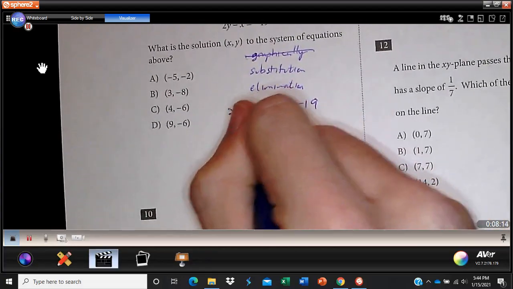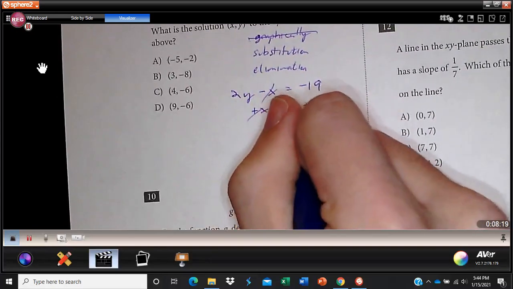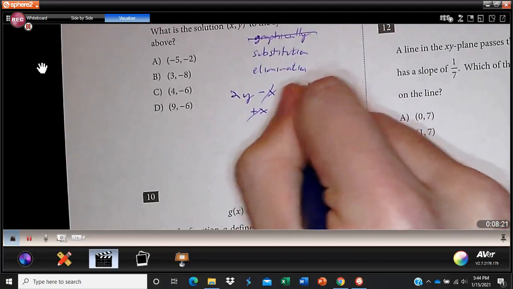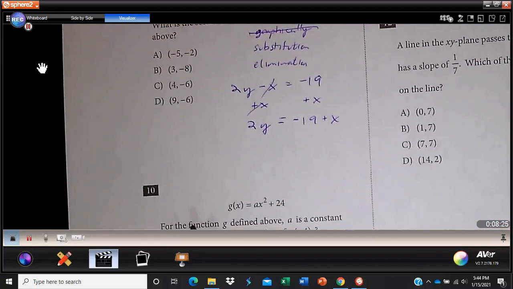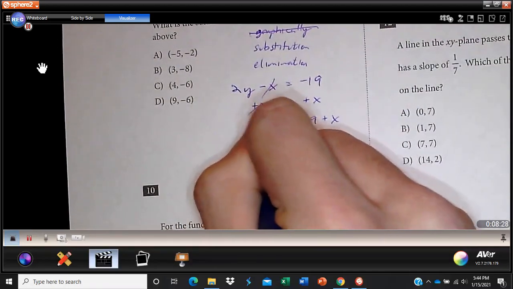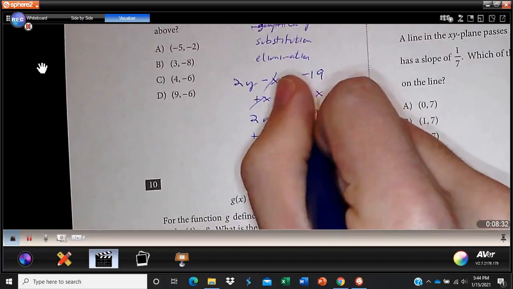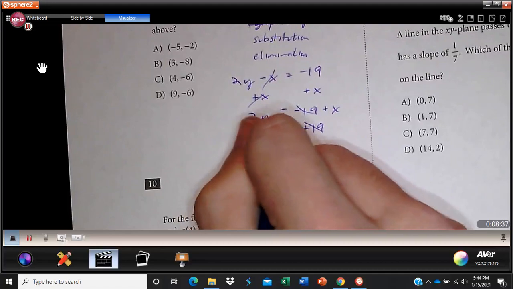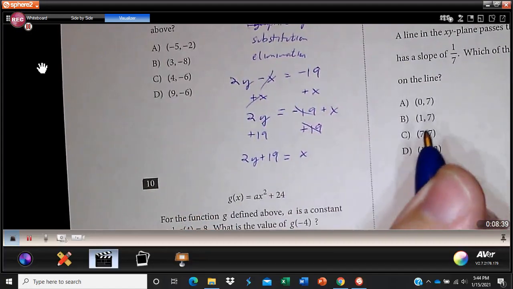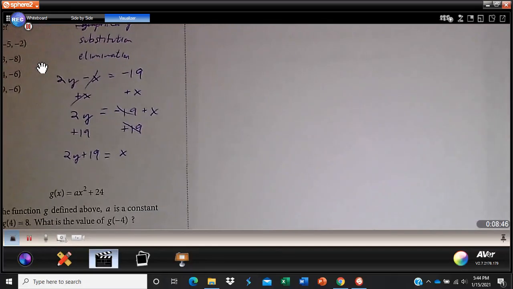So I'm going to add an x to both sides, and that way it's at least not negative anymore. So -19 plus x is equal to 2y, and then I'll just add 19 to both sides, and that will get rid of the -19. So x is equal to, so -19 plus 19 is 0, 2y plus 19, and now I have an expression for x. And we're probably going to add some more paper for this one.